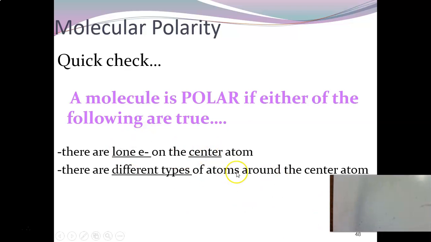These two checks will work every time. Check it. If there are lone pairs on the center atom or there are different things bonded to the center atom, it's polar. Otherwise, it's nonpolar.